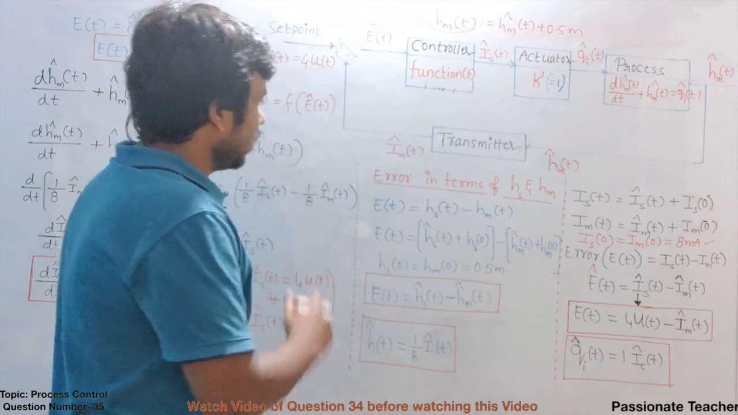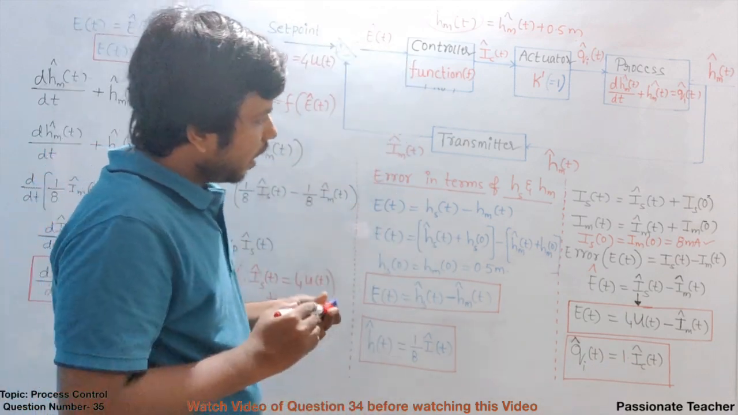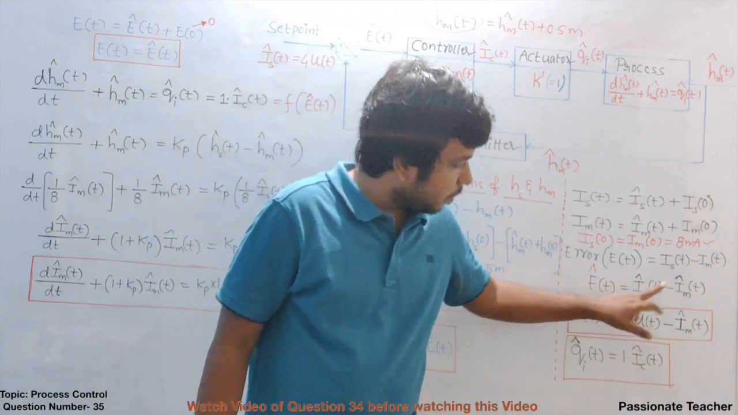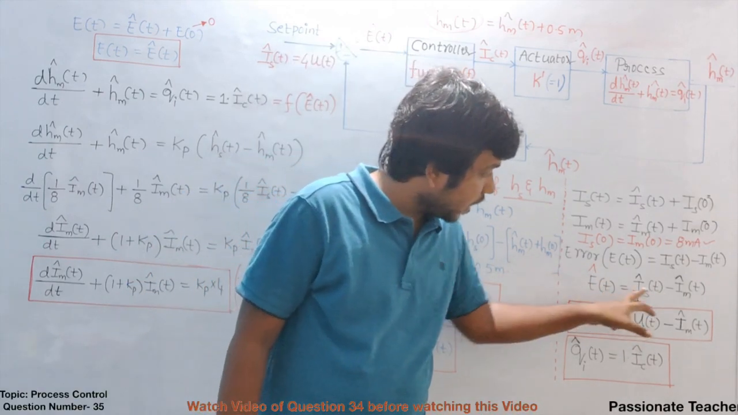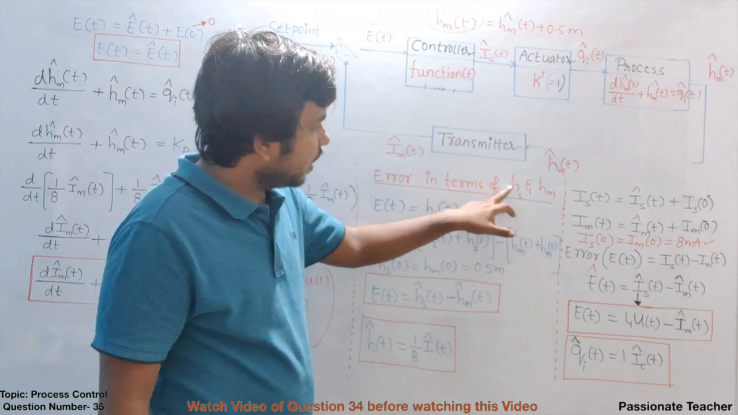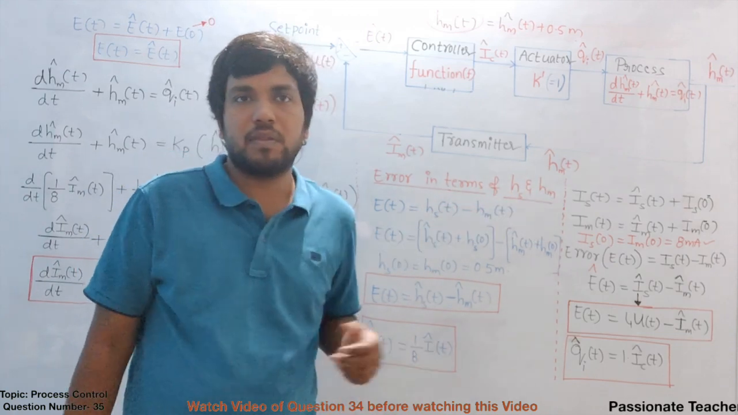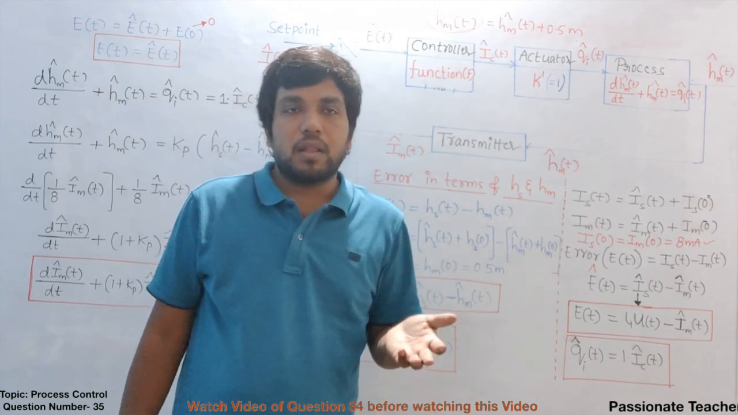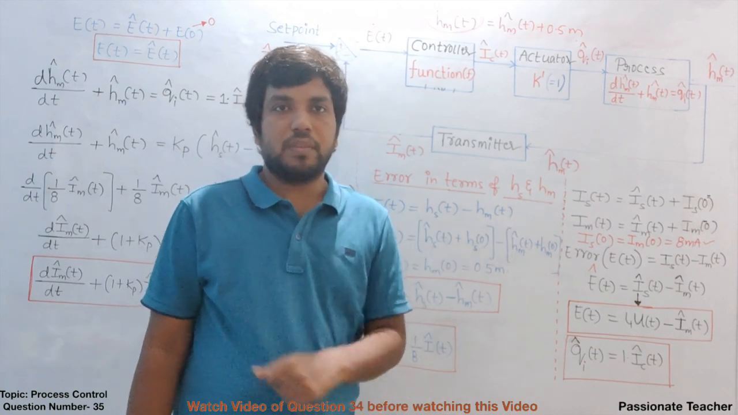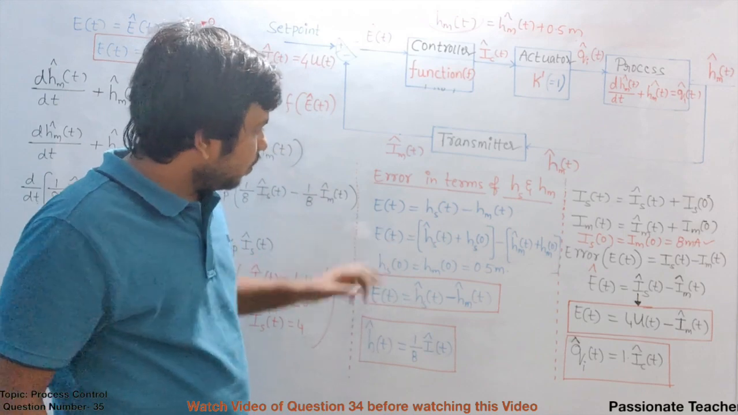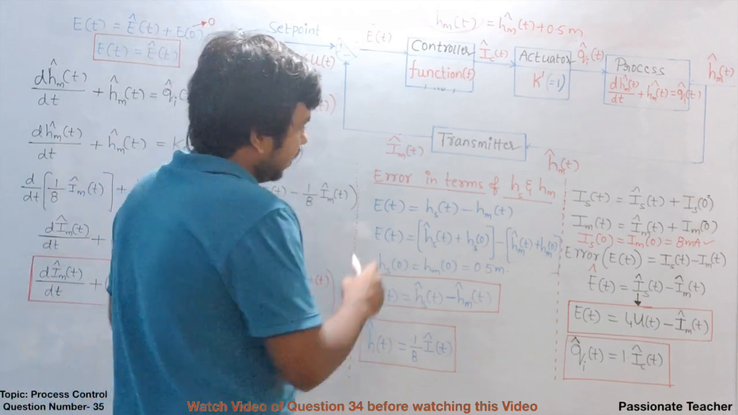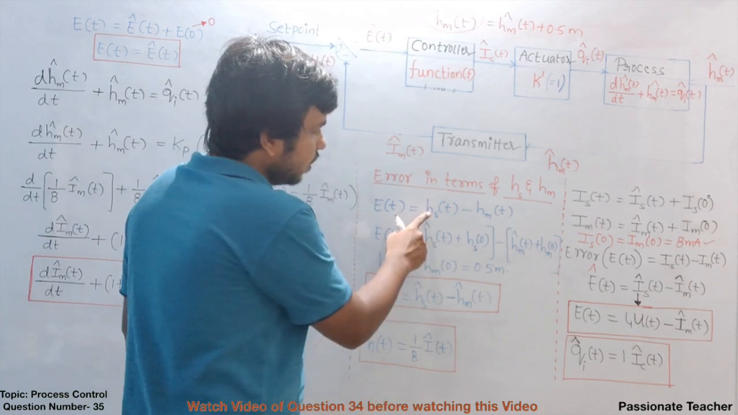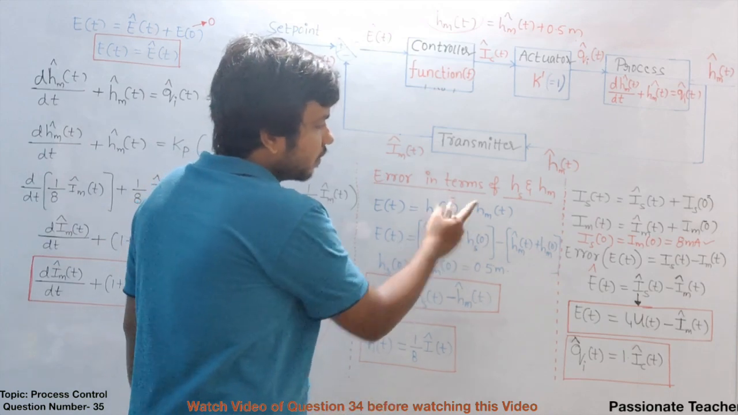Now let us look at the other story here. We have seen the error with respect to time, the error with respect to currents. Now the error in terms of HS and HM. What is HS? The required water level. What is HM? The measured value of the water inside the tank. Right? So now E of t can be written as the error at any particular time, that is the required water level minus the measured water level.